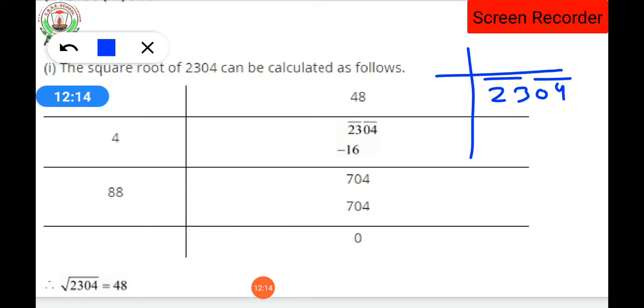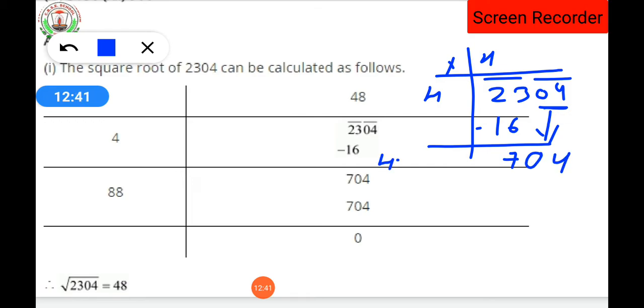So as we know that 3 into 3 is 9, 4 into 4 is 16, 5 into 5 is 25. As 25 is a greater number, we are applying 4 here. So 4 into 4, how much? 4 into 4 is 16. Then subtract it. 23 will be subtracted with 16. You will get the required answer as 7. Now this pair 04 together comes downside. So it will be 704.